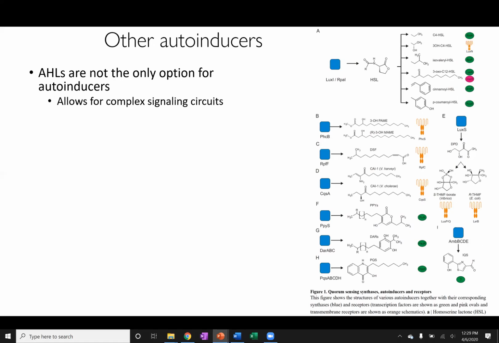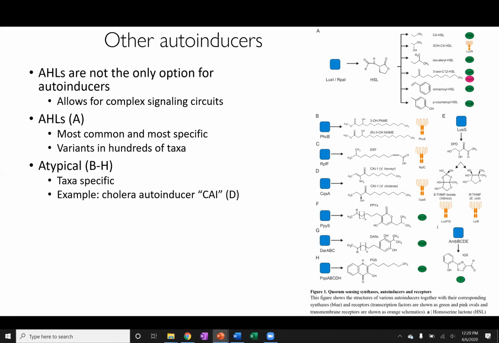That being said, there are many, many other types of autoinducers. The AHLs are the most common, and they're very, very specific. And there are variants spread across hundreds and thousands of taxa. We have atypical ones, which would be B through H on this figure here on the left. They're taxa specific. So for instance, D here, we have CAI1, which is specific to cholera.